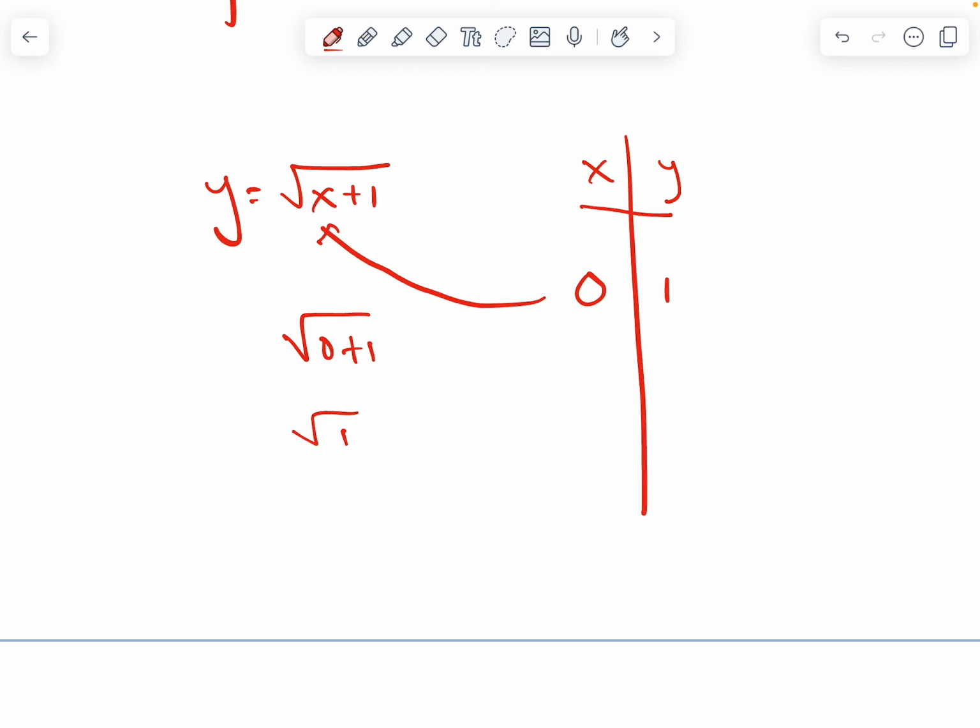Okay, let's try 1. If I plug 1 in there, then 1 plus 1 is 2, and then the square root of 2 is going to be 1.4. Let's try 2. If I plug a 2 in here, then I get 2 plus 1 is 3. I get 1.7. Let's plug a 3 in there. If I do a 3 in there, then I get 3 plus 1 is 4. Square root of 4 is 2.